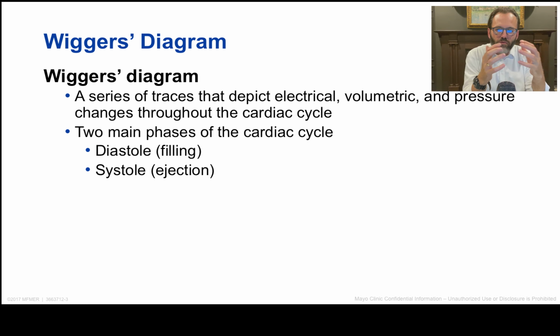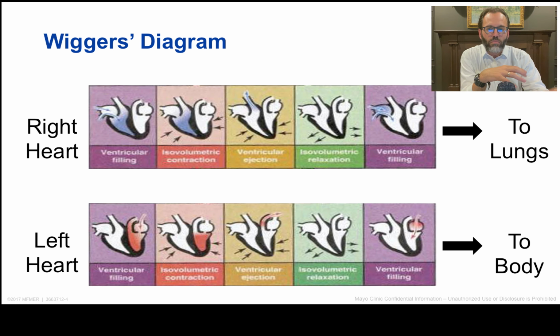And so, of course, throughout the cardiac cycle, we have two main phases, one being diastole, or the filling of the atria and ventricles, and the second being systole, or the ejection of blood out of the atria or ventricles. And so both the right heart and the left heart, of course, have the same phases throughout the cardiac cycle.